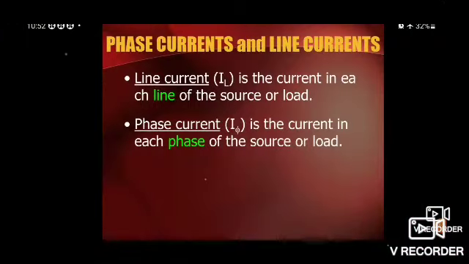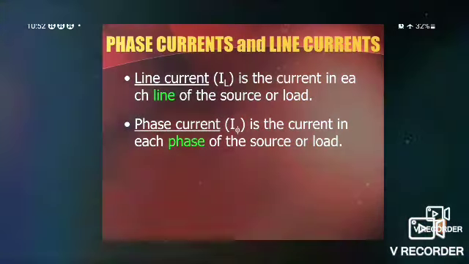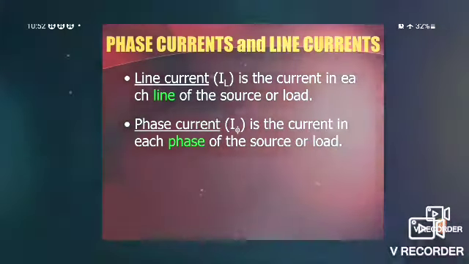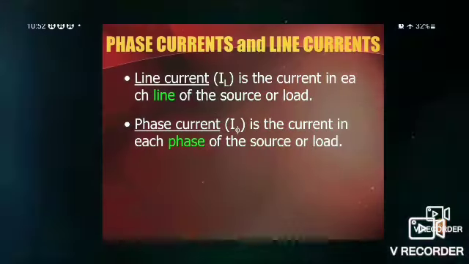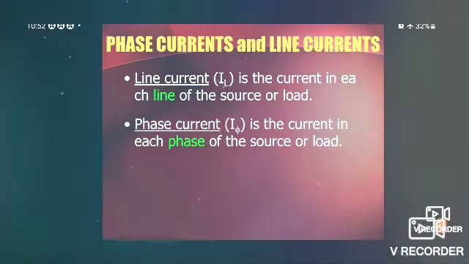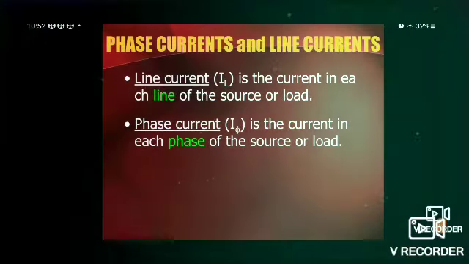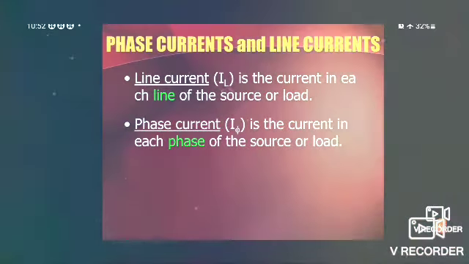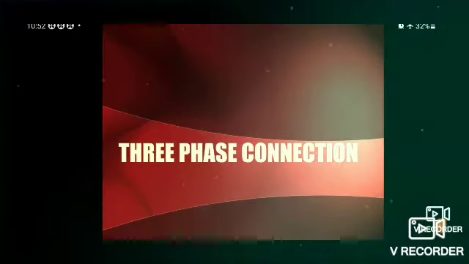Then phase currents and line current. Line current is the current in each line of the source or load. Phase current means it is the current in each phase of the source or load. Line current means current in each line. Phase current means current in each phase. Then 3 phase connections.